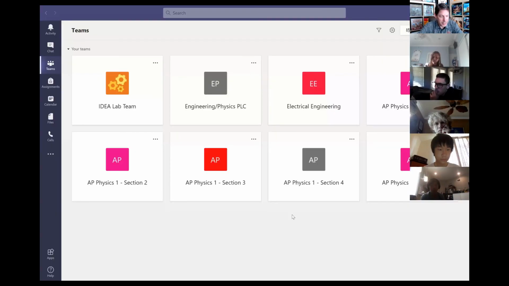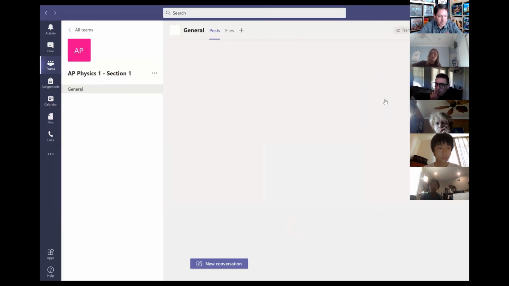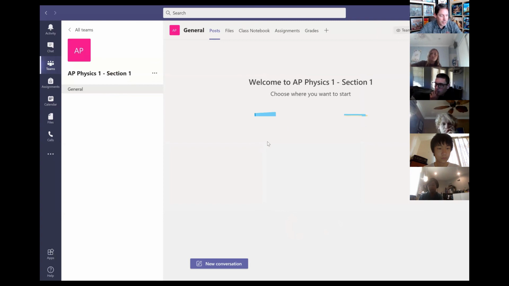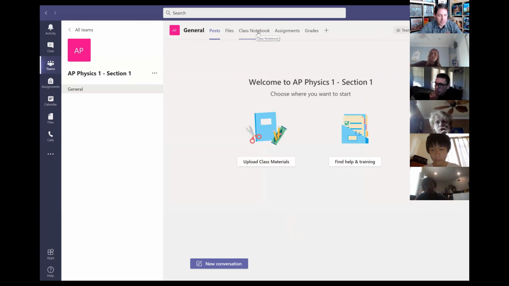Okay, once you log into Teams, you probably won't have as many different teams to choose from as I do, unless a lot of your classes are using it. But you'll click on your AP Physics Section 1 team. And then up at the top, you should find a class notebook link. I'll give you a few seconds if you're trying to follow along and do this.